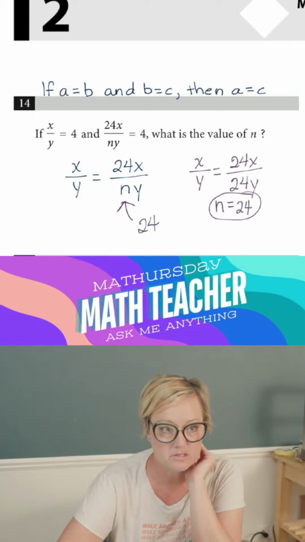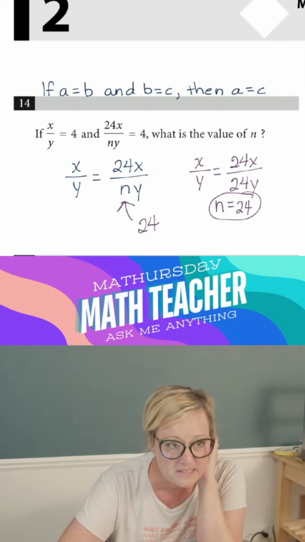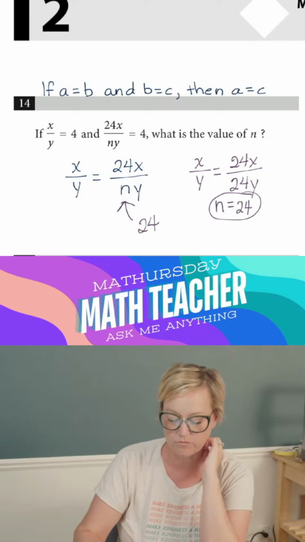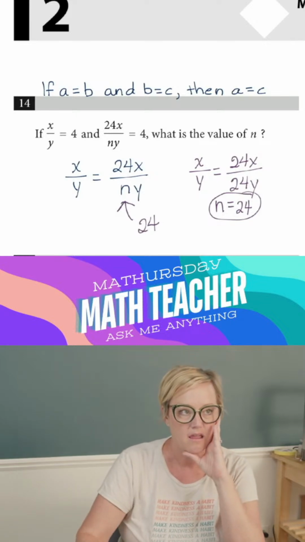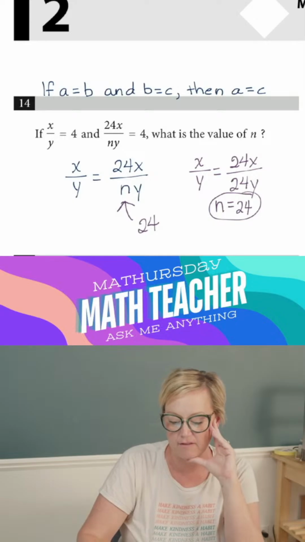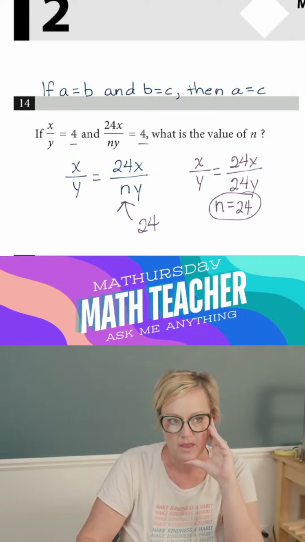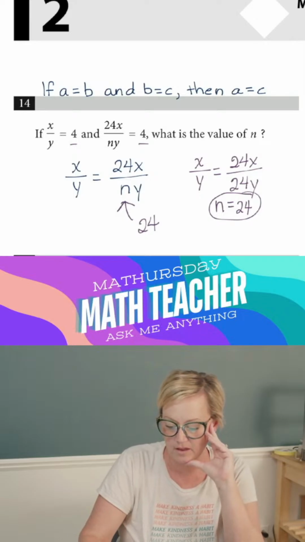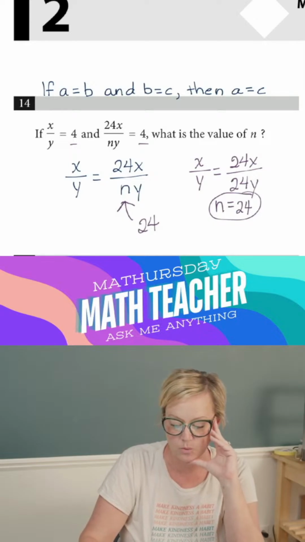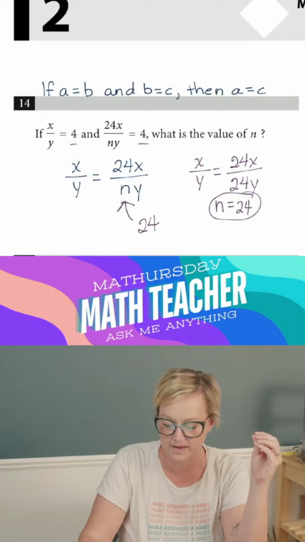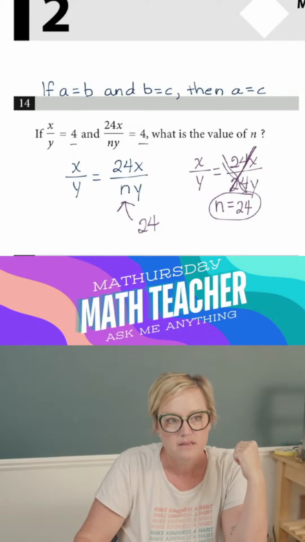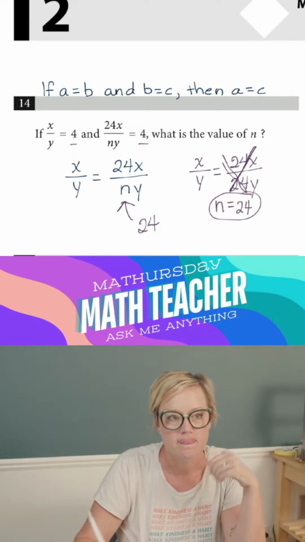Okay, so that's kind of the explanation right here. That's what I'm writing out: if they both equal the same thing, the fact that they both equal 4 means that they equal each other. And so if x over y equals 24x over ny, n has to be 24 in order for these 24 over 24 to cancel out, so you get x over y. Okay?